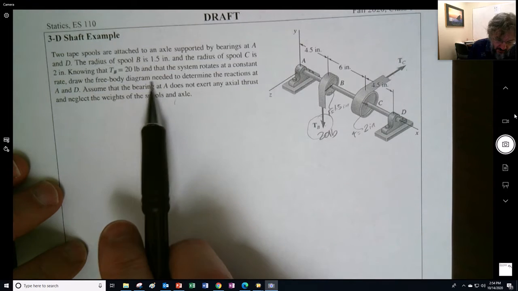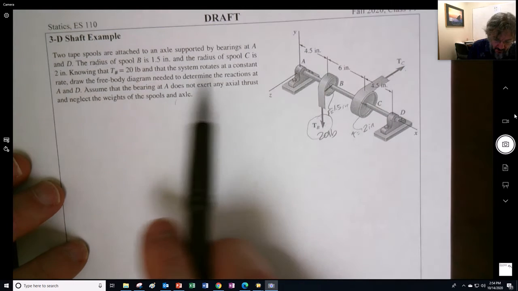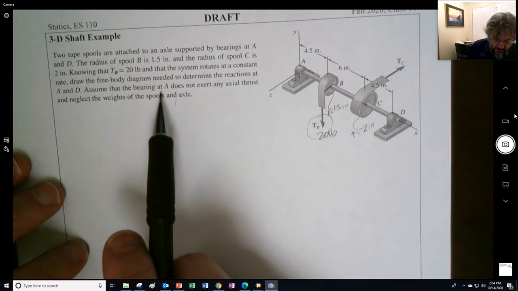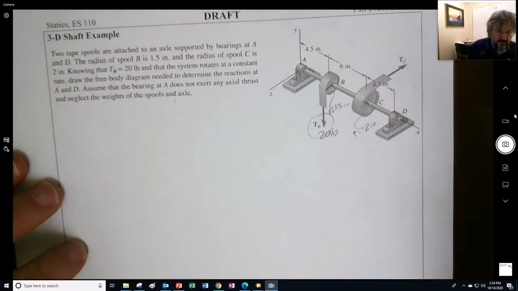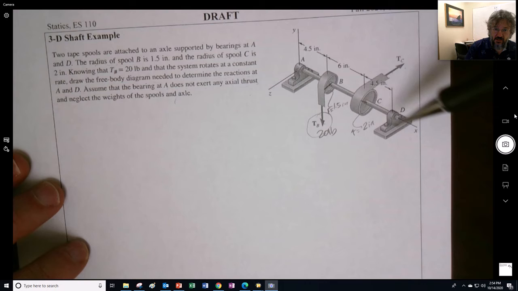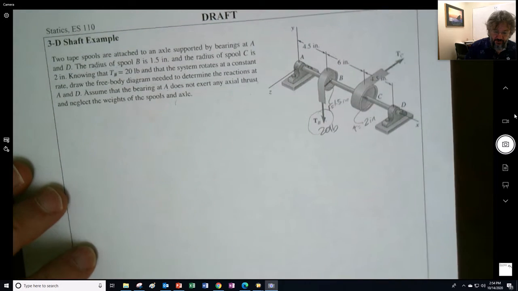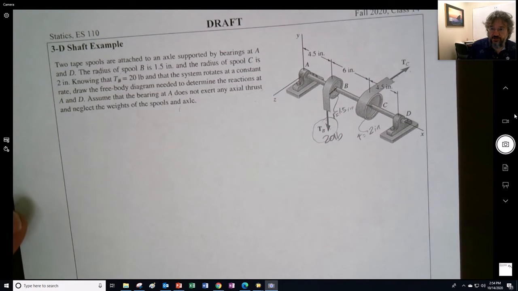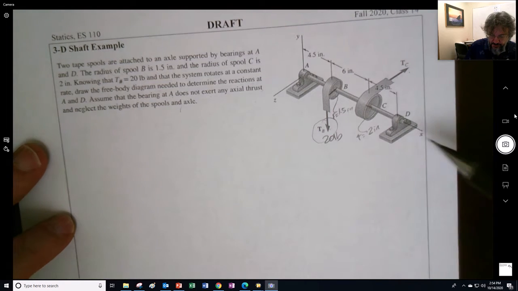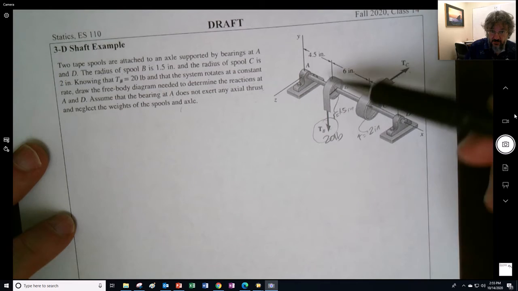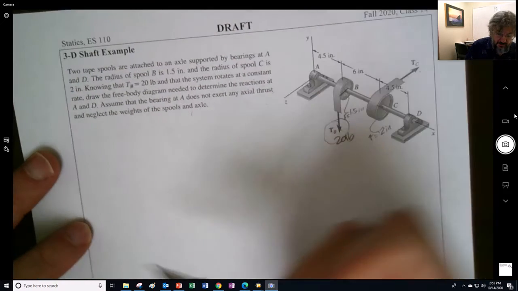And we want to draw the free body diagram needed to determine the reactions at A and D, and assume that the bearing A does not exert any axial thrust. In this case, that actually doesn't matter because there's no forces in the axial direction, so we're going to be fine there. The approach that I want to pursue here is to draw three views. The view that's going to be necessary first is looking down this axis right here. So we're going to look at the YZ plane.